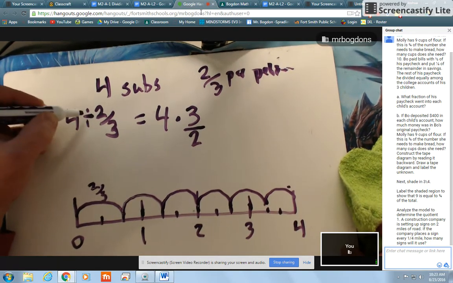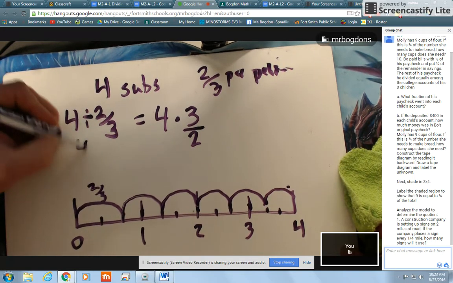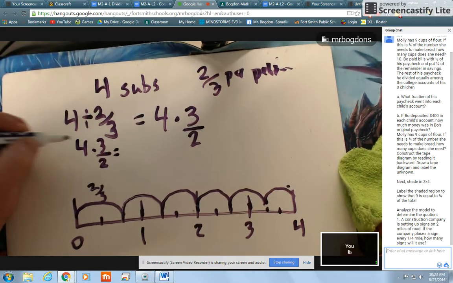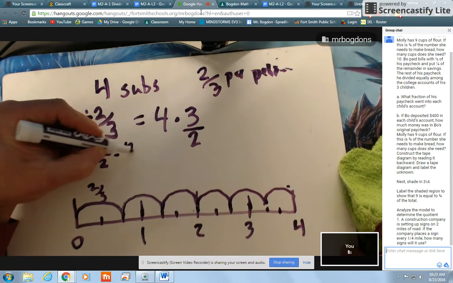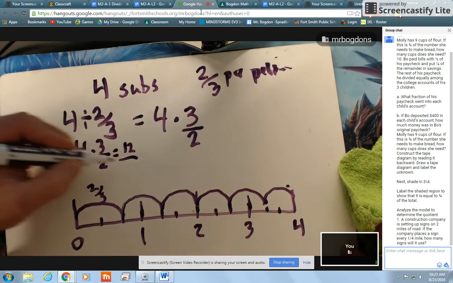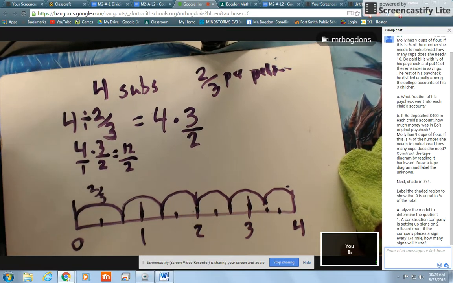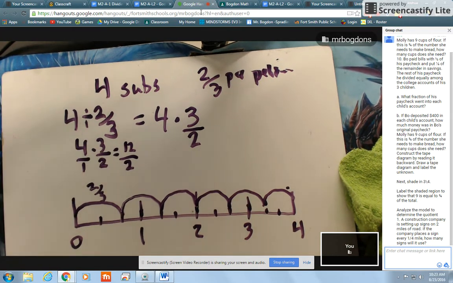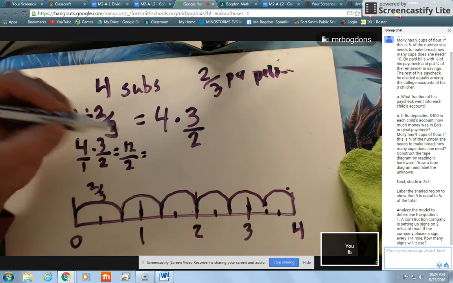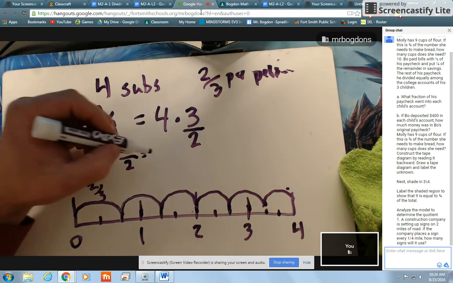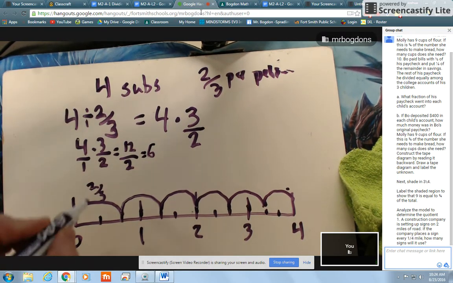So let's look at our division sentence. If I want to keep, change, flip. What is 4 times 3? And this 2 just carries across because I know it's just going to be multiplied times 1. Okay, that's an improper fraction. 12 halves. 12 divided by 2. You guys are doing awesome. 12 divided by 2 is equal to 6. And that's exactly what I got.